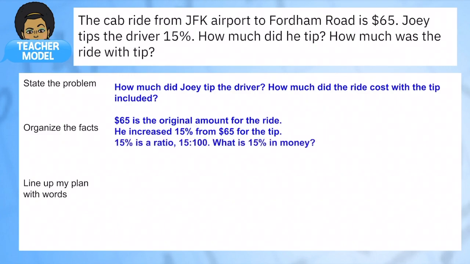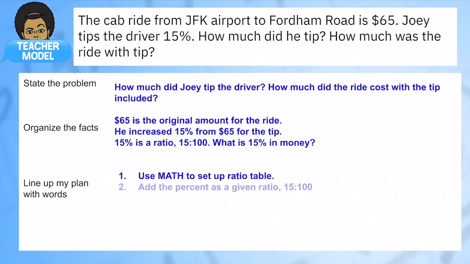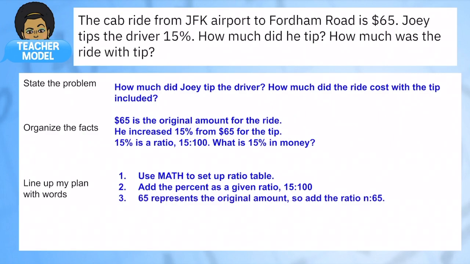And we know that 15% is a ratio. We've done this so many times. So we already know what we're going to start off with. We're going to use math to set up a ratio table. We're going to add the percent as our given ratio, 15 out of 100. And we're going to use our 65 as the original amount, so that's going to be in the same row as the 100. So our next ratio is going to be n over 65. And finally, we're going to cross multiply to figure out what that 15% is.